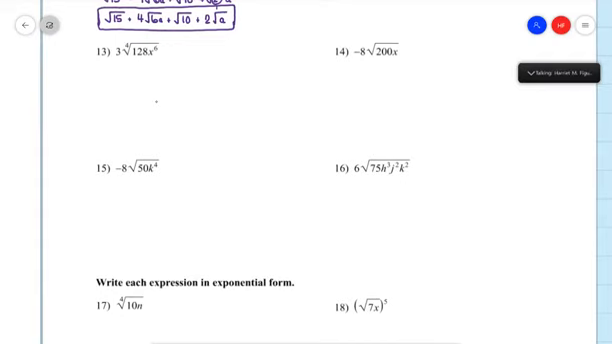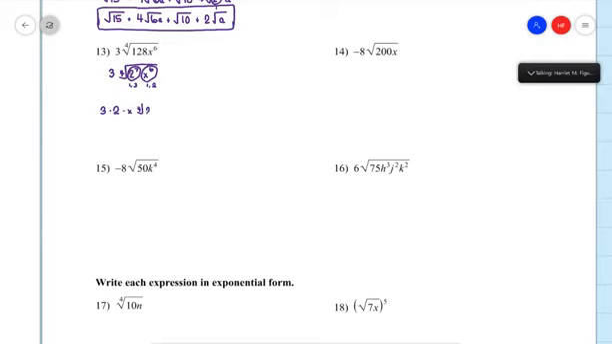Now on numbers 13 and 15, we're just simplifying based on their indexes. So we're going to find the prime factors for 128. And we get 2 to the 7th power, and then we've got that x to the 6th power in there. And so both of those powers are greater than 4, so we'll take them and divide. 7 divided by 4 is 1 with a remainder of 3. 6 divided by 4 is 1 with a remainder of 2. So then we've got 3 on the outside times a 2 times an x.